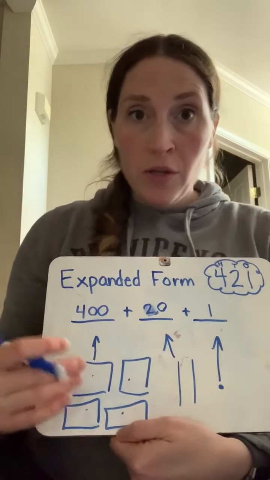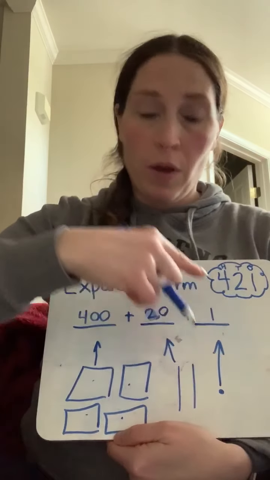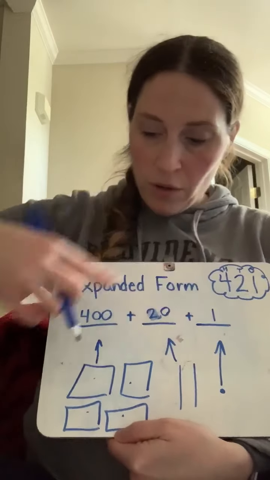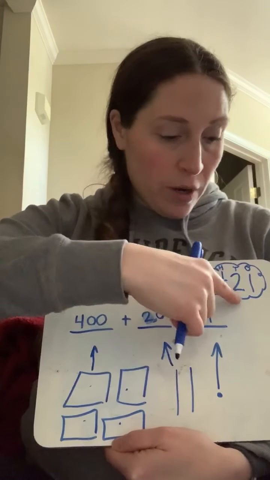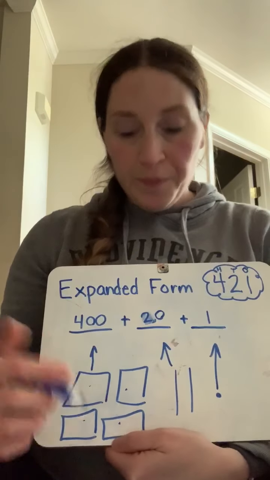Another way you can do it, if you don't need the base 10 blocks, is just break that number apart the way we would say it. So this is 400, so you write 400. This part is 21, so we would write 21 and split it out.